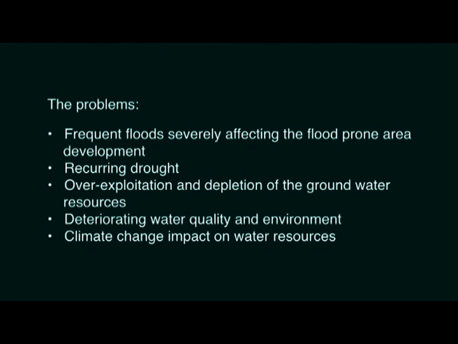Then at the same time some areas are having drought. Recurring drought is the major problem in some other areas. Then over exploitation and depletion of the groundwater resources is taking place on the other side. Deteriorating water quality and environment, these are all related things. That is, over exploitation is there, depletion of the groundwater resource is there, then deteriorating water quality and environment. So, these are closely linked; environmental degradation and water quality are very closely linked.